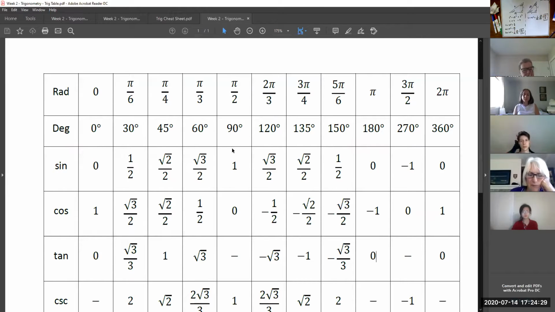If you want a copy of this, it is on the website and you can download it. I just put it up a short time ago. If you don't want to use this because it just looks like it's too many numbers all at once, you can work all of these things out for yourself using the reference triangles.